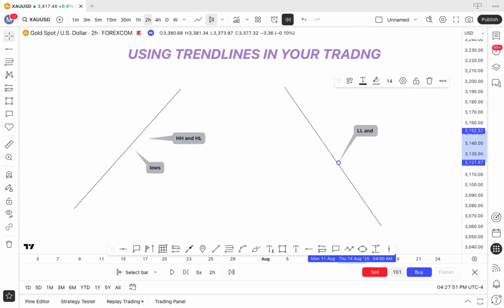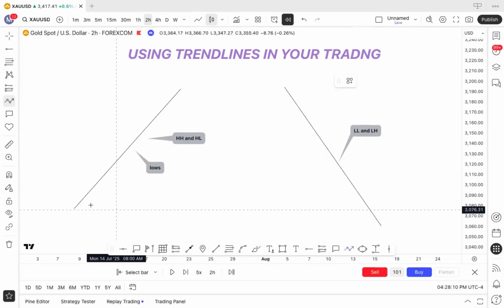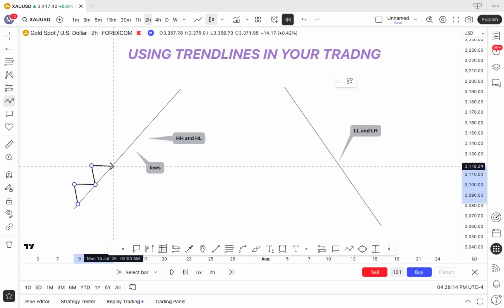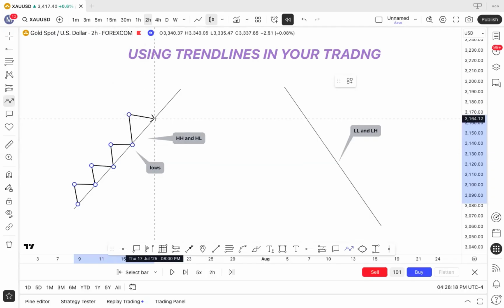When we break lows, we're creating a lower low. Isn't that bearish market structure? It is, right? And so the reason why we can draw our trend line for buys at the lows is because it will allow us to confirm that higher highs and higher lows are truly happening.